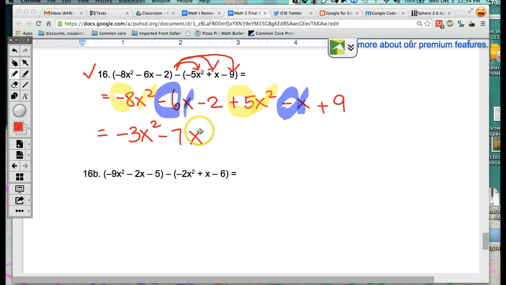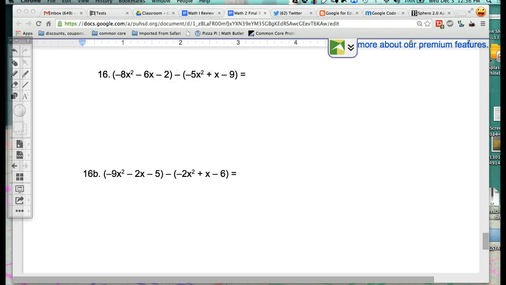Finally, I'm going to look at the two numbers that are all by themselves, which is negative 2 and positive 9. And that's going to give me positive 7. Okay? So that's it for today. I want you to go ahead and work on 16B. Okay? Ready? Go.